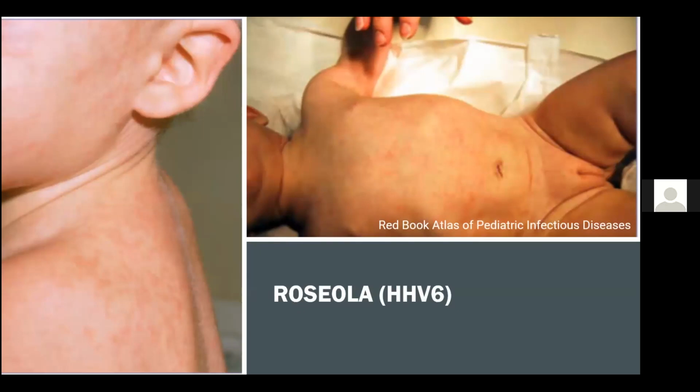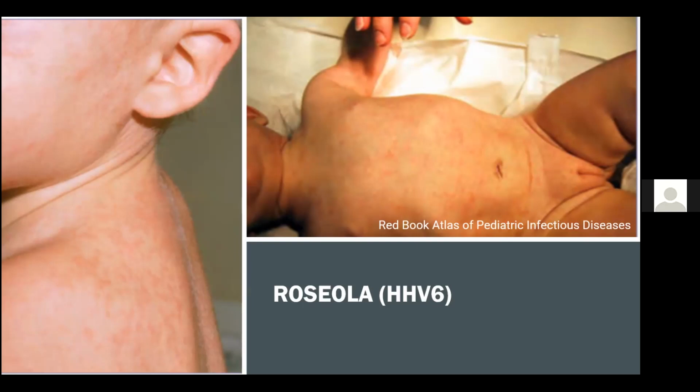Roseola is exanthem subitum. This is from HHV6 and also HHV7. Some people call it the baby measles, and there is no particular time of year that it's seen. The prodrome, these children can be irritable with very high fever for up to 3 to 7 days. They can have lymphadenopathies, cervical and occipital. And then the classic thing about this is that the rash, a maculopapular rash, appears, and suddenly the fever disappears and the child is much better.